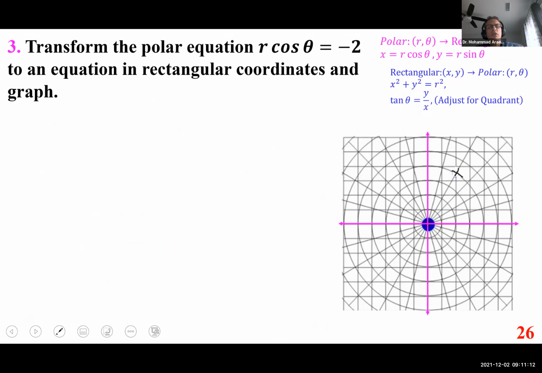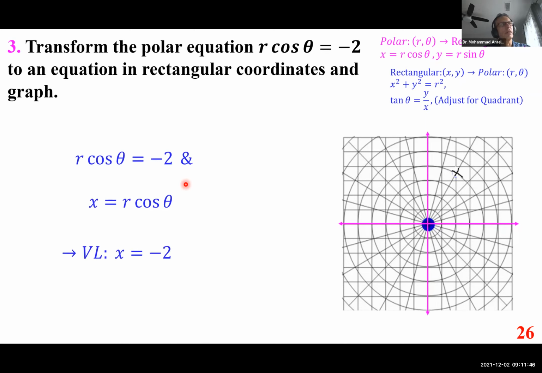Transform the polar equation r cosine theta equals negative 2 to an equation in rectangular coordinates and graph. So again, we have all the information we need from polar to rectangular and vice versa. And we are going to write that r cosine theta is given as negative 2. Also, we know x is r cosine theta. So what does it mean? X must be negative 2, which results in a vertical line. It is a vertical line.